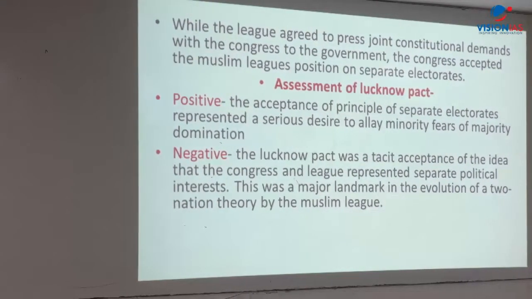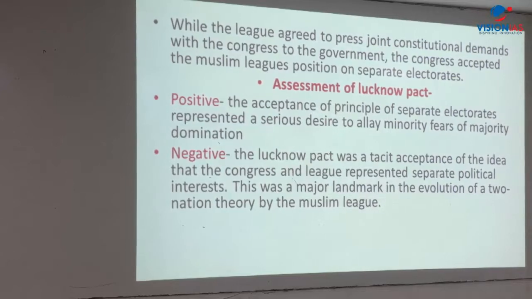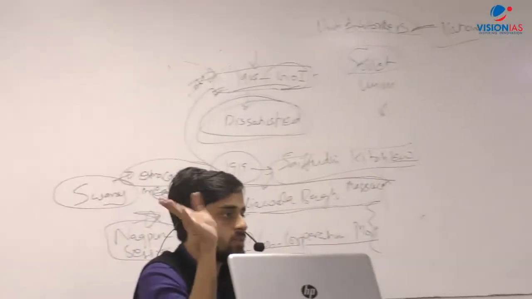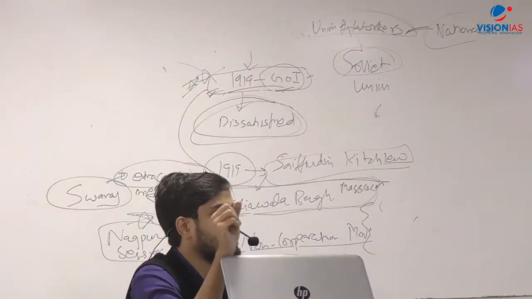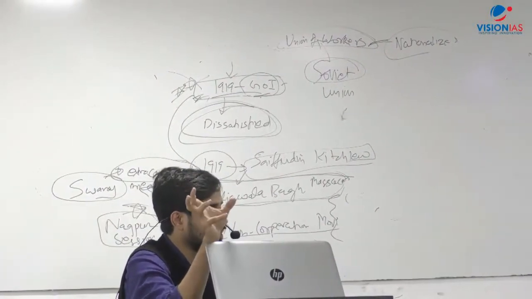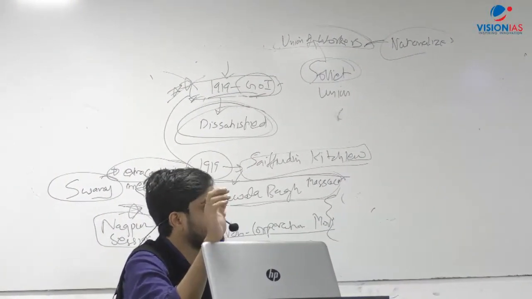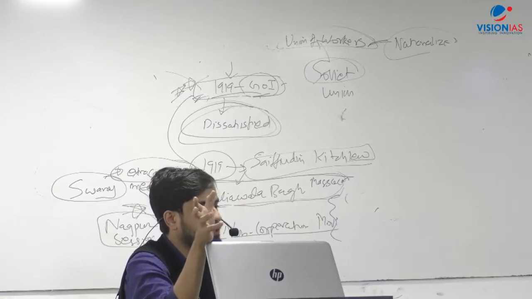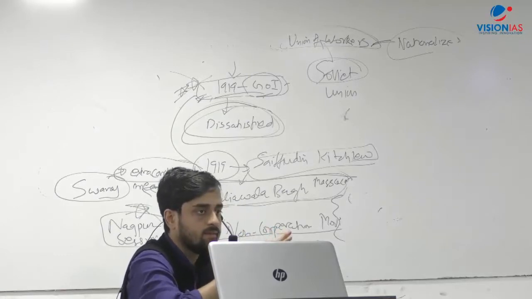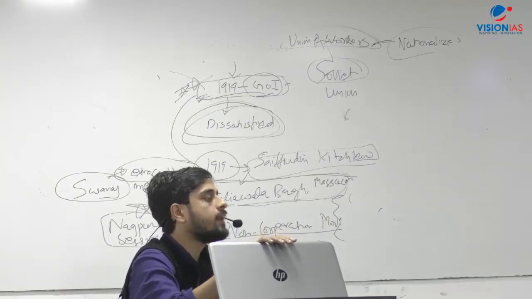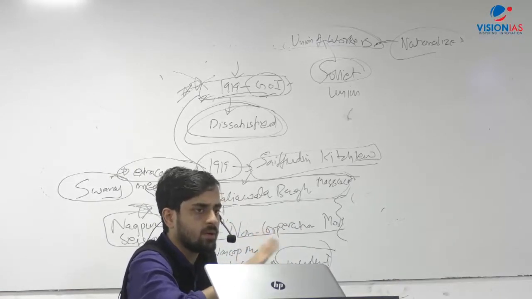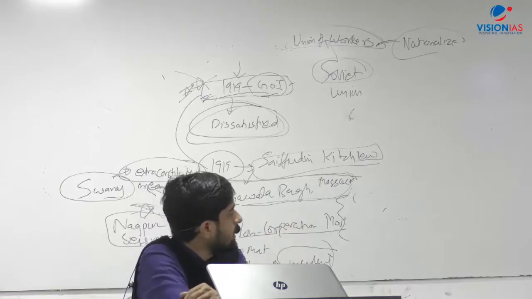This represented the major landmark where Congress gave a tacit acceptance to the politics of the Muslim League and the idea that Muslims constituted a separate political interest, a separate political group, and the Muslim League was a representative of Muslims in the very first place. So that was the negative aspect. Okay, because we'll talk about this further, it will become clear. For now, just understand this much.